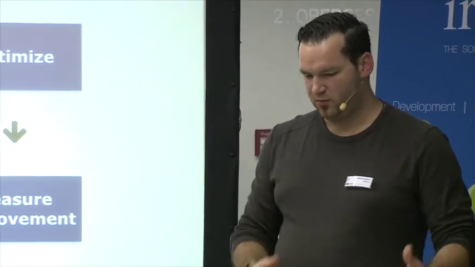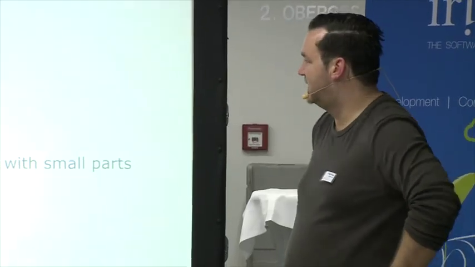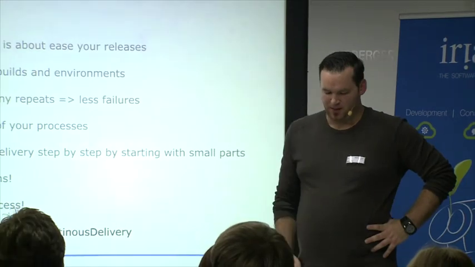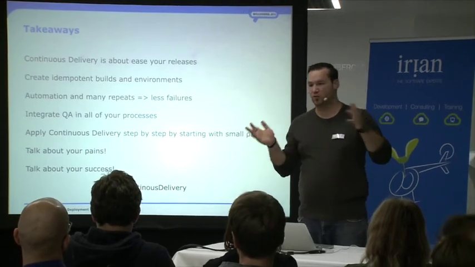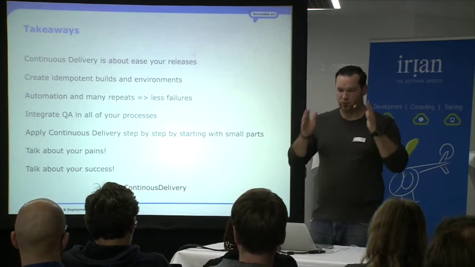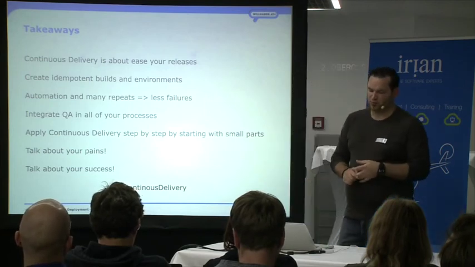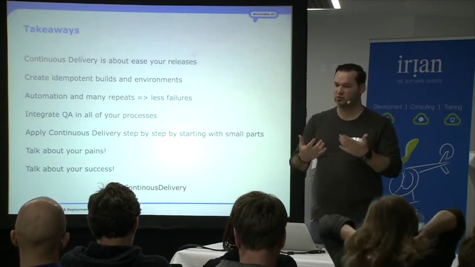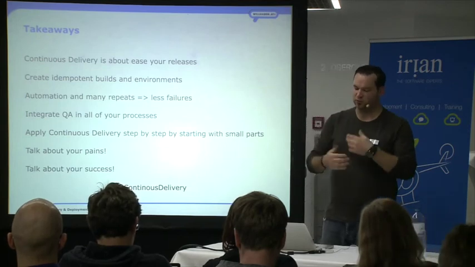Getting the mindset ready for your developers and, of course, for the quality assurance. So in the end, continuous delivery is about easing your releases with every necessary step, and creating idempotent builds and environments. So don't struggle with things like "it works on my machine but not on the other machine." Those things you have to get rid of. You have to automate them and focus really on the fastest way of releasing a software version. Of course, automation means many repeats, and if you do something more often, you get used to it, you reduce your errors, you reduce your failures, you get better at doing things if you do them often.